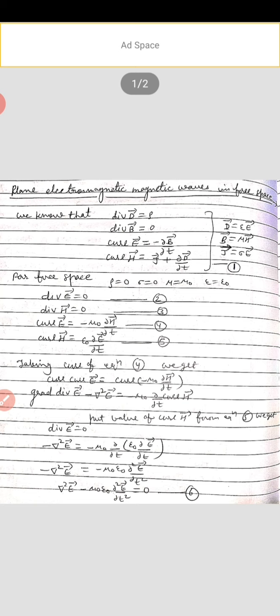Now if we take the curl of equation 4, then we get curl E is equal to curl of minus mu naught del H by del T, and we know that curl of curl of electric field E is equal to grad divergence E minus del 2 E, which is equal to minus mu naught del by del T curl H. If we put the value of curl H from equation 5, and since divergence E is also equal to 0 from the second equation, we can write minus del 2 E is equal to minus mu naught del by del T of epsilon naught del E by del T. If we solve it, then we get del 2 E minus mu naught epsilon naught del 2 E by del T2 is equal to 0. This is equation 6.